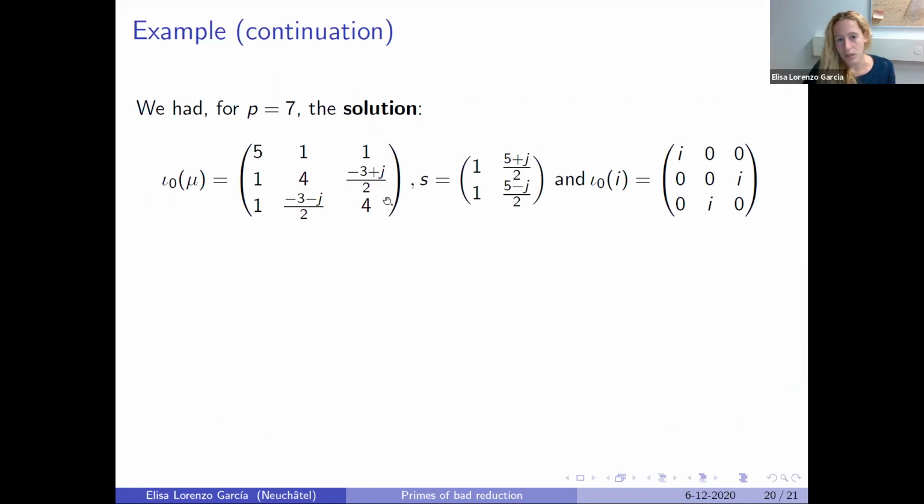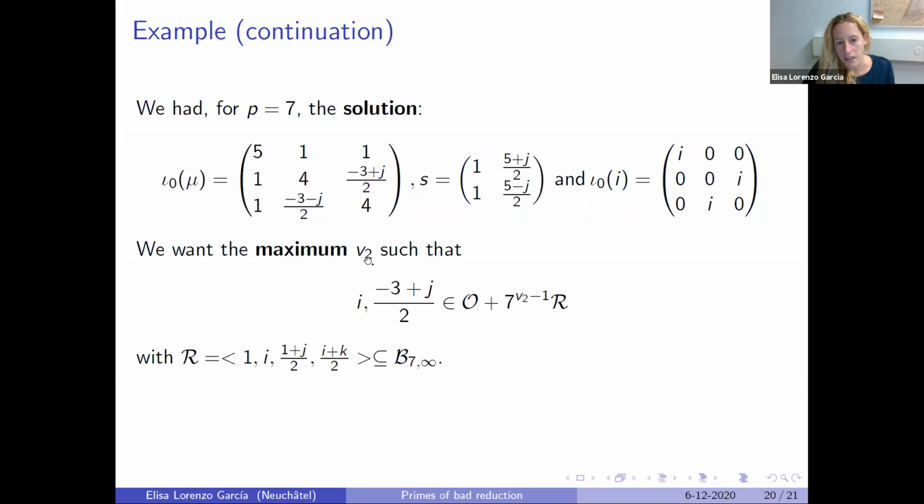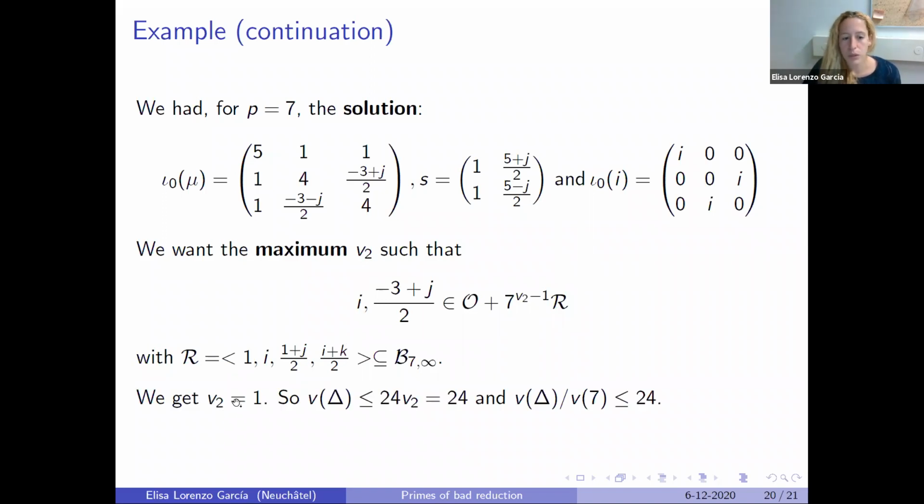This is an example, continuing with the example we had before. This is the solution that we get for the embedding problem. Basically we have this element, (-3 + g) divided by 2, and we have i here. We need to find the maximum B2 such that these two elements are in here, where the order in the quaternion algebra is this one. This is not difficult to compute. We compute that this B2 is equal to 1. This gives us, with the previous proposition, that the valuation of the discriminant is smaller than or equal to 24 at P.